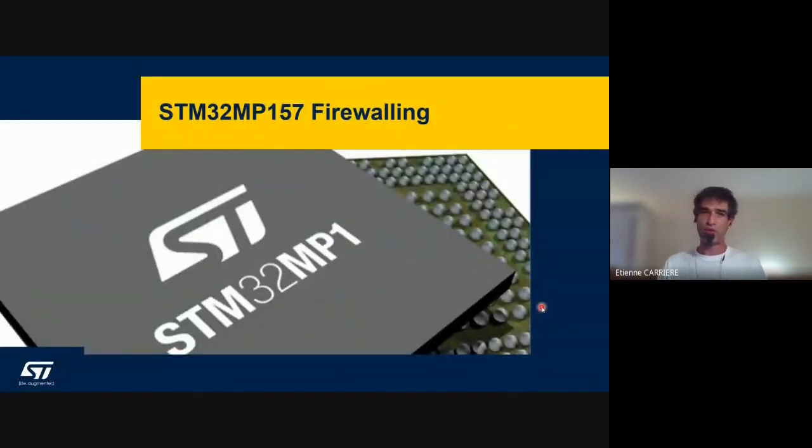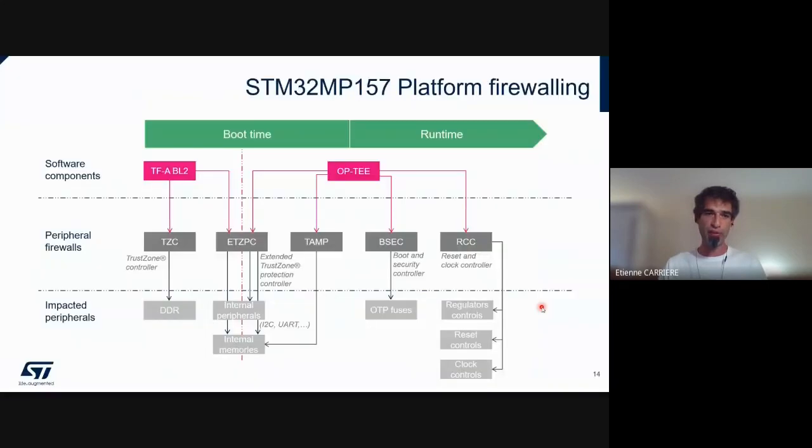Okay. Thank you, Etienne. Yeah, you go ahead with firewalling and all the secure hardening of the platform.